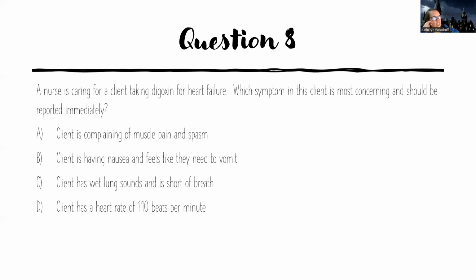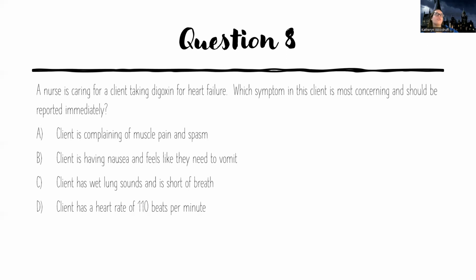Client is having nausea and feels like they need to vomit. Now this one, I believe early signs of digoxin toxicity are GI symptoms like nausea, vomiting, or they can have diarrhea. So part of me wants to choose this one, but let's keep going just to make sure this is the best answer, because remember, most concerning. Client has wet lung sounds and is short of breath. That sounds like a sign of heart failure. A lot of students may read this and think, ooh, wet lung sounds, short of breath, I don't like that, I need to report that immediately. That's ABCs.